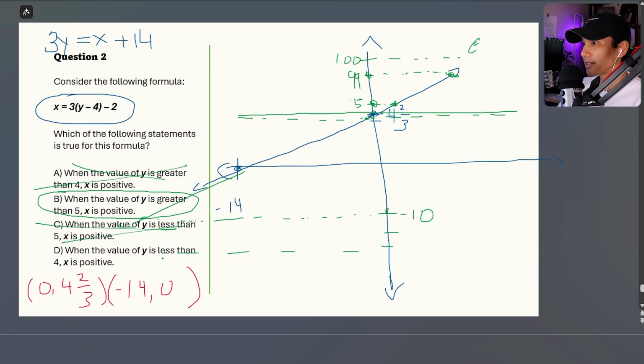When the value of y is less than 4, x is positive. Well, no, that's incorrect. We keep going down, and all these values are negative. All the x values are negative anytime the y values are less than 4. I hope you're tracking, because this is incorrect. B is correct. This was kind of a medium, or actually an easy problem.